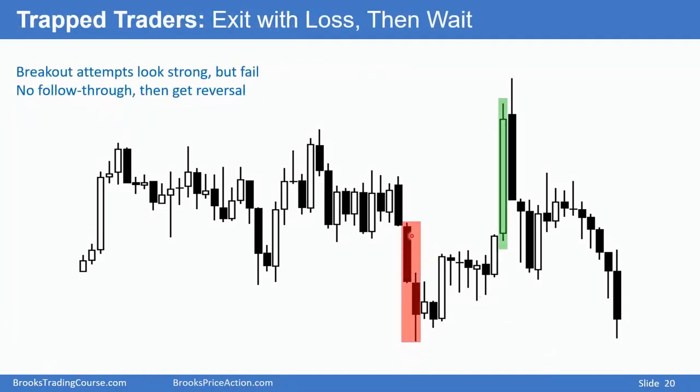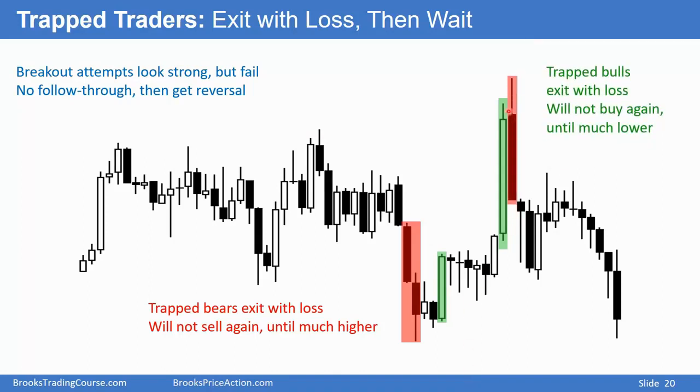Breakout attempt looks strong, but it fails. No follow through, you get a reversal. Bull breakout attempt looks strong, but look at the follow through, a big bear reversal bar. The trapped bears exit with a loss, and they'll probably not sell again until much higher. And up here, the trapped bulls are exiting with a loss, and they're not going to buy again until the market is much lower.